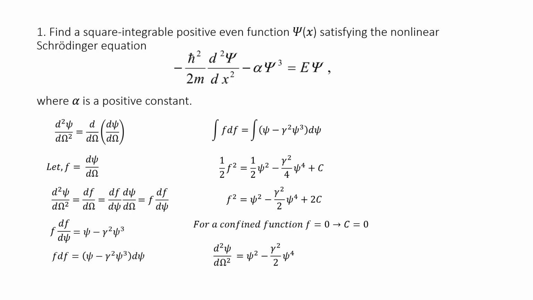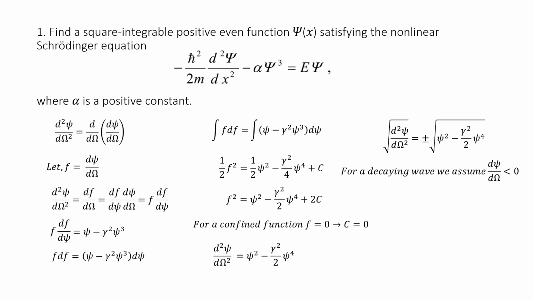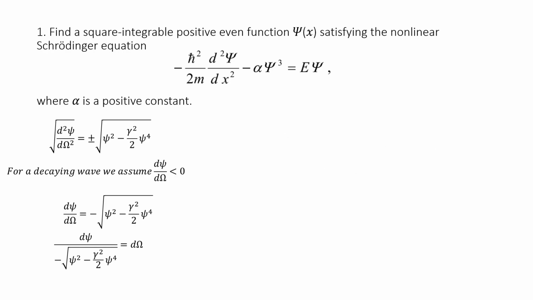So here's our expression. We get d phi over d omega all squared equals phi squared minus gamma squared over 2 phi to the 4. Now, if we square root both sides, we get plus or minus the square root of the right-hand side. But for a decaying wave, we assume that d phi over d omega is smaller than 0. So we take the negative part of this solution, and we can rearrange to get d omega equals d phi over what was our right hand side before.